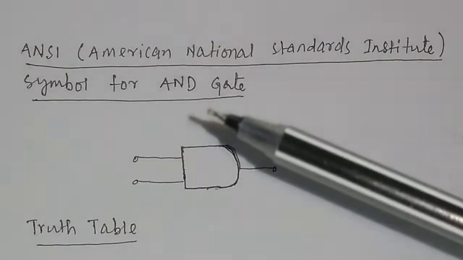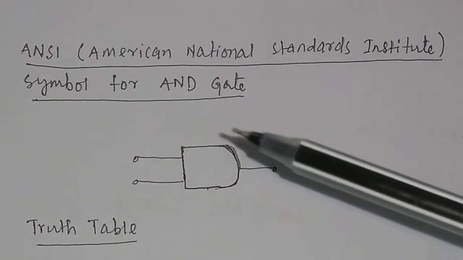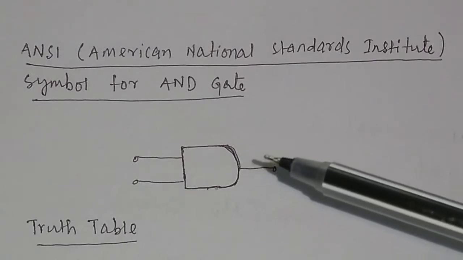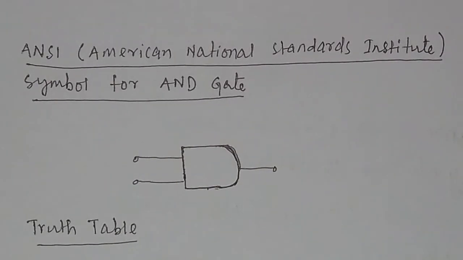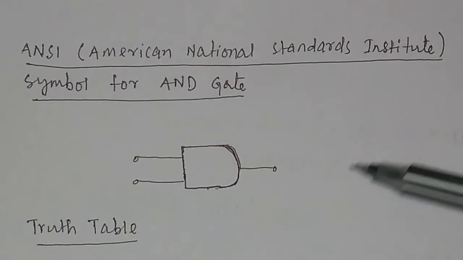And the ANSI or American National Standards Institute symbol for AND gate, this is the symbol for the AND gate. You draw this symbol in the circuit. So in this video we discussed about AND gate using diode. In the next video we will discuss about OR gate using diode.